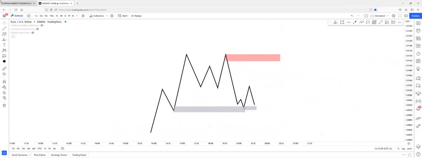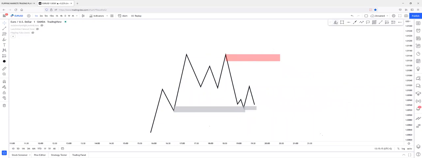Okay, let's see another variable criteria, which will be the 50% zone mitigation. I believe it's pretty obvious what we call a 50% zone mitigation. This is a 50% zone mitigation. If price mitigates the 50% of the 5-minute/50-minute zone, this will be another criteria for you. I believe it's pretty obvious. It doesn't need really further explanation.